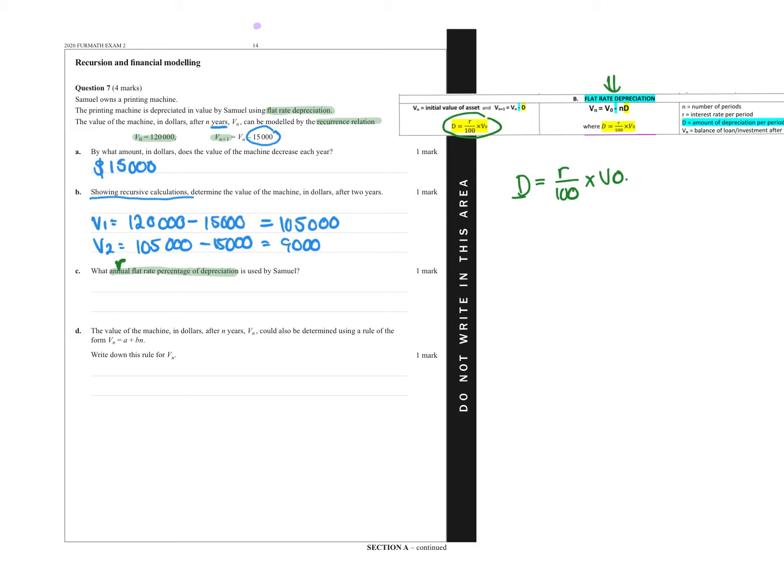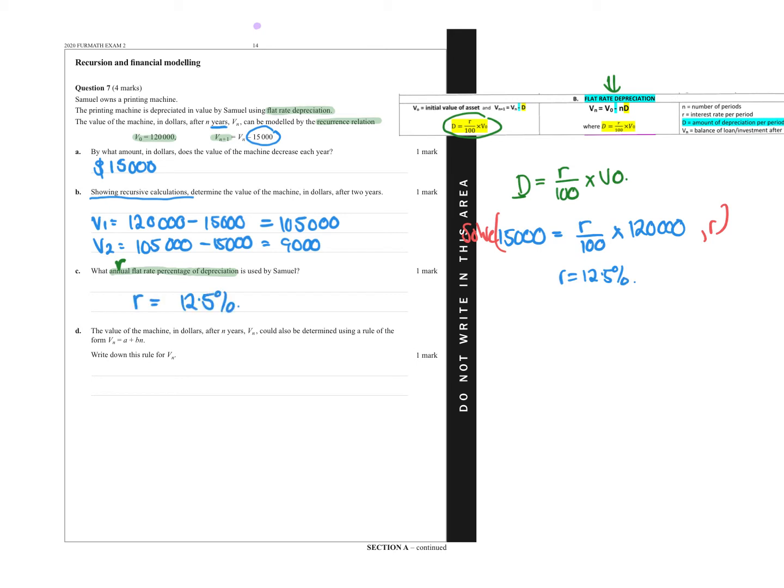Now D is the amount it depreciates per period, so yearly for this one. So I can pop in the 15,000. I know it drops down by that. R is what I want to know, and I know it originally began, the V0 was 120,000. So at this point you can just pop solve into your calculator, comma R, and you will get the rate of depreciation to be 12.5%.